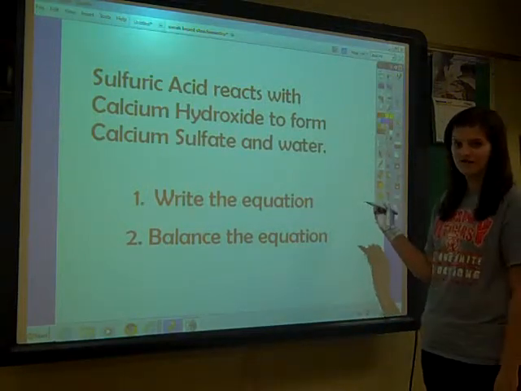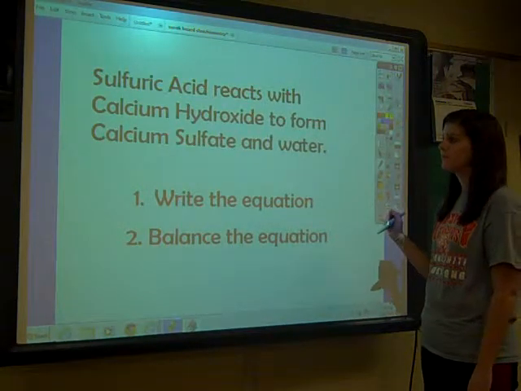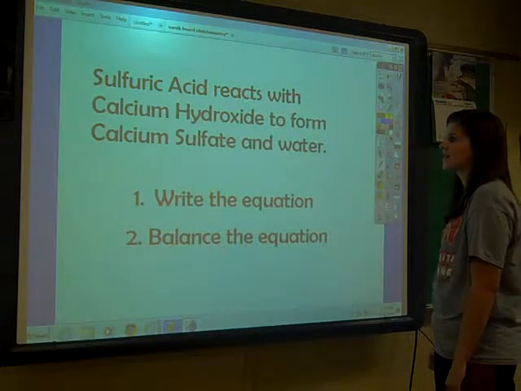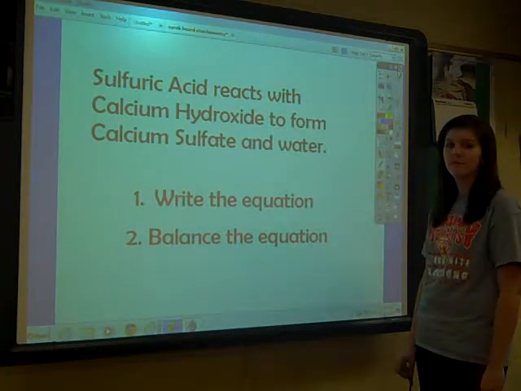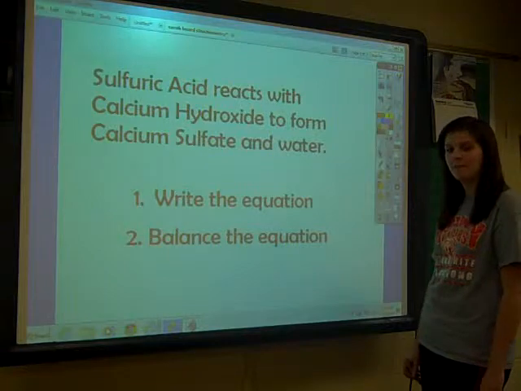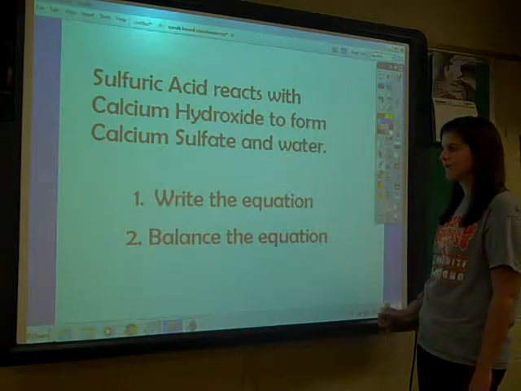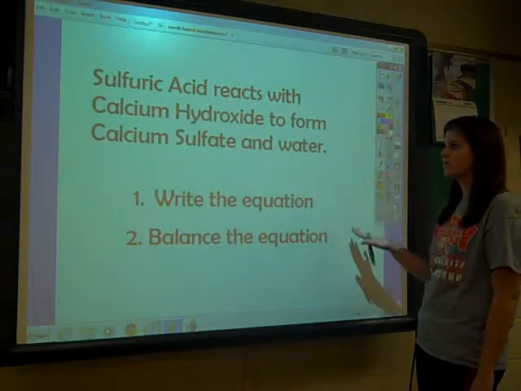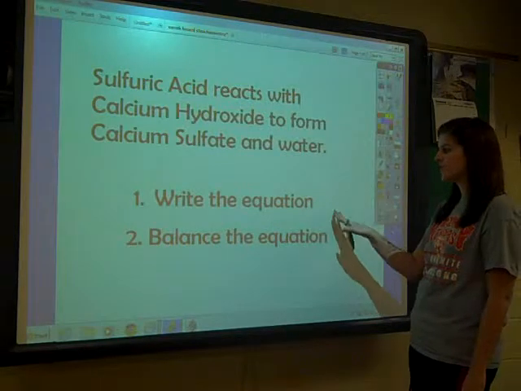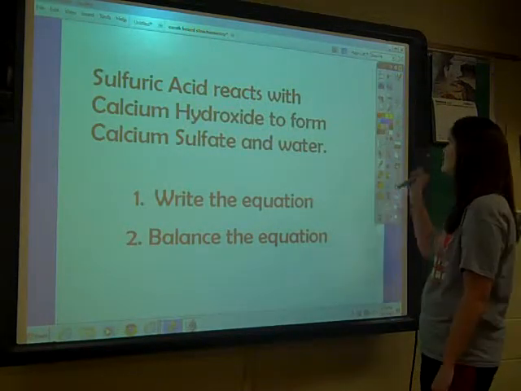This is an example of a stoichiometry chemistry problem. Sulfuric acid reacts with calcium hydroxide to form calcium sulfate and water. The first two steps to working out any word problem from stoichiometry are to write the equation and then to balance the equation.